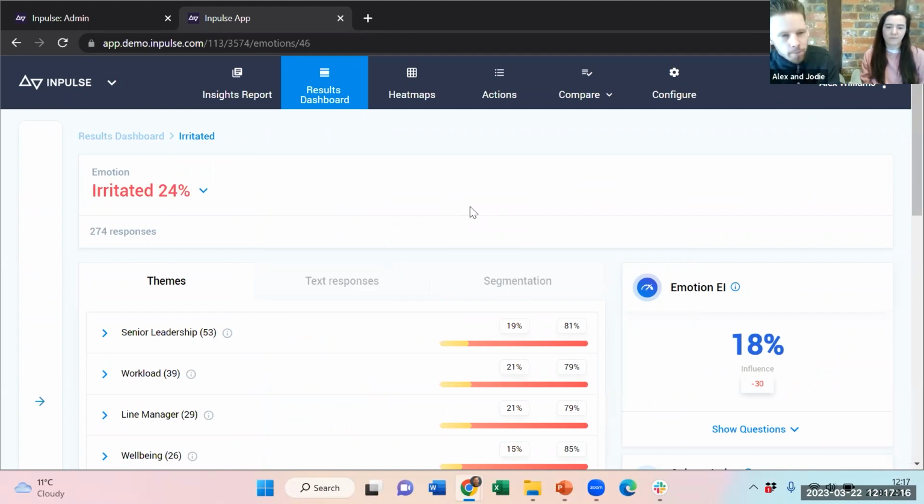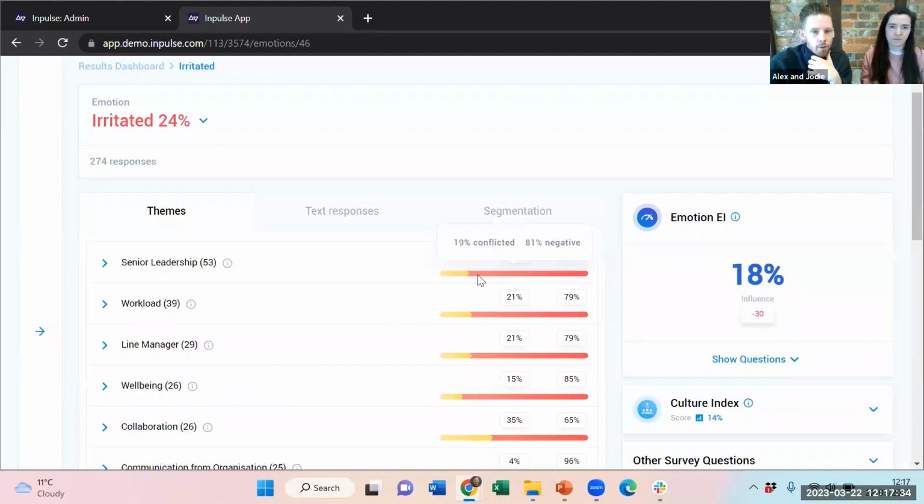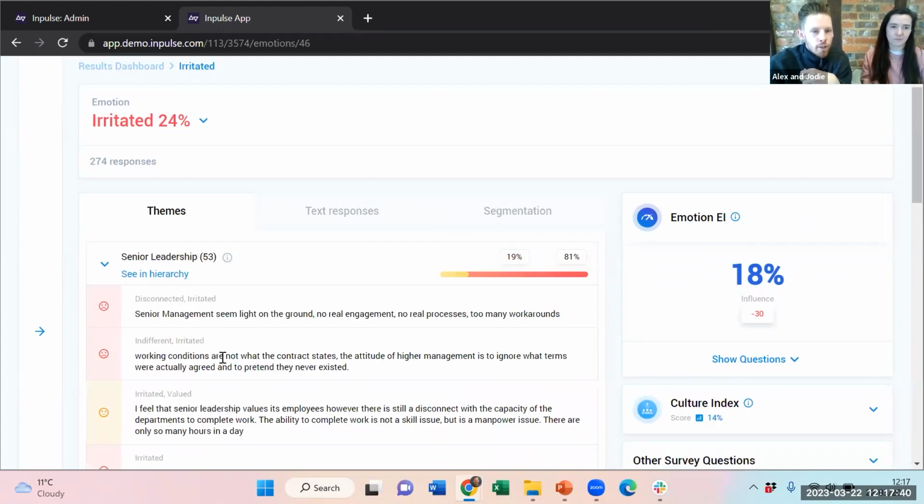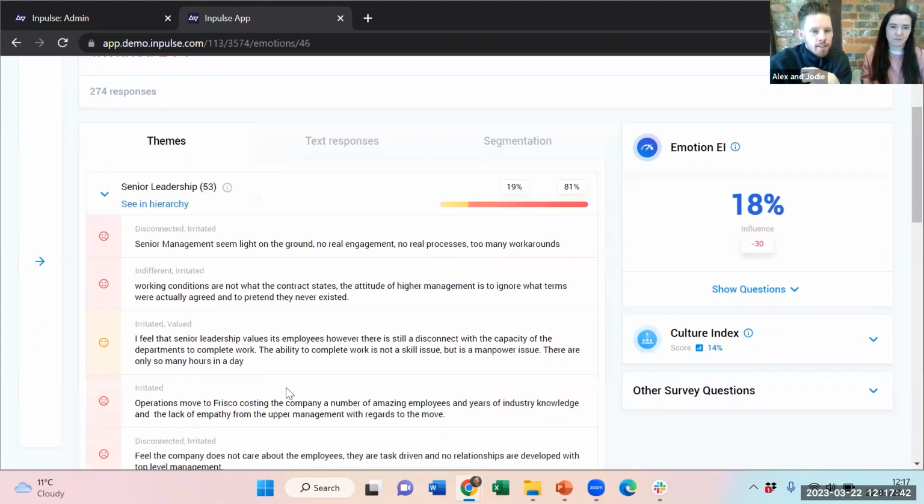To see why people feel that way, we can look at the themes which Jodie just touched on, which is our machine algorithm on the back end that pulls together the dominant themes behind the free text comments. This looks at those that answered irritated and their reasons why. We can see here the dominant themes, with sentiment alongside, conflicted, which I'll touch on in a moment, and then negative. If I unfold here, I can see all of the comments that align under this theme as well.